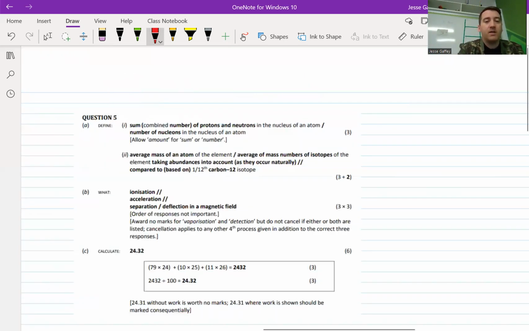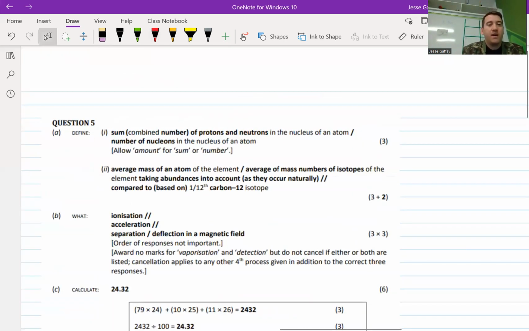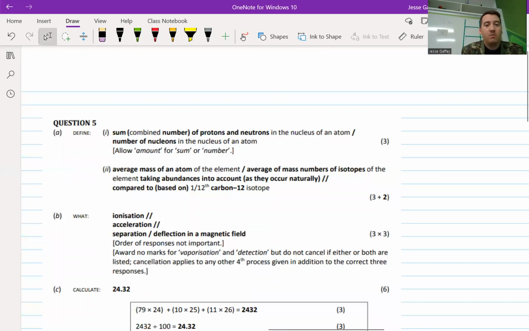All right, checking out the marking scheme here, as you can see, define part 1, the mass number is the sum or the combined number of protons and neutrons in the nucleus of an atom, okay, or the number of protons and neutrons in the nucleus of an atom. That's what the mass number tells us. It's worth 3 marks. Give yourself 3 marks if you got that right.